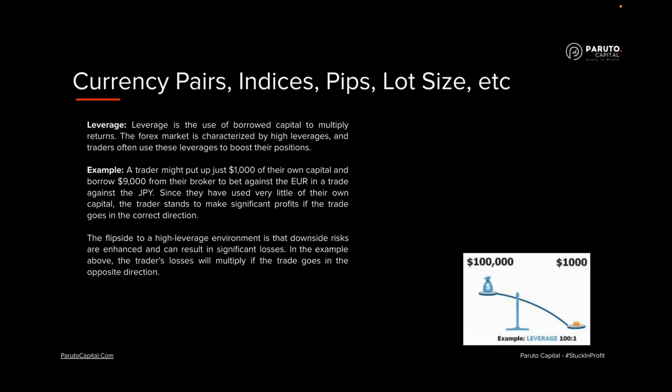So you have here 1 to 100. So you can see here that you have 100,000 for 1,000. So let's say you put 1,000 forward. 1 to 100 simply means your 1,000 will be multiplied by 100, and now you have $100,000 to carry out your trade, right?